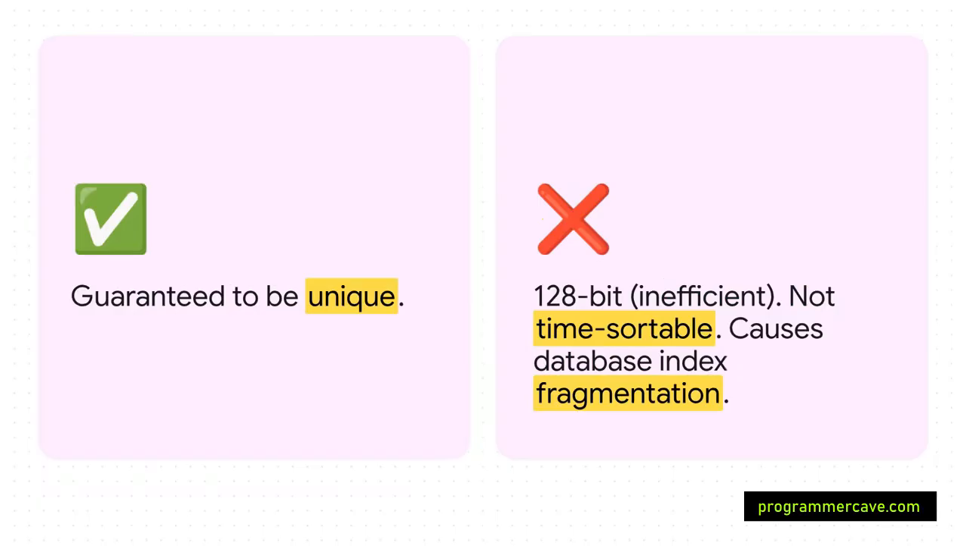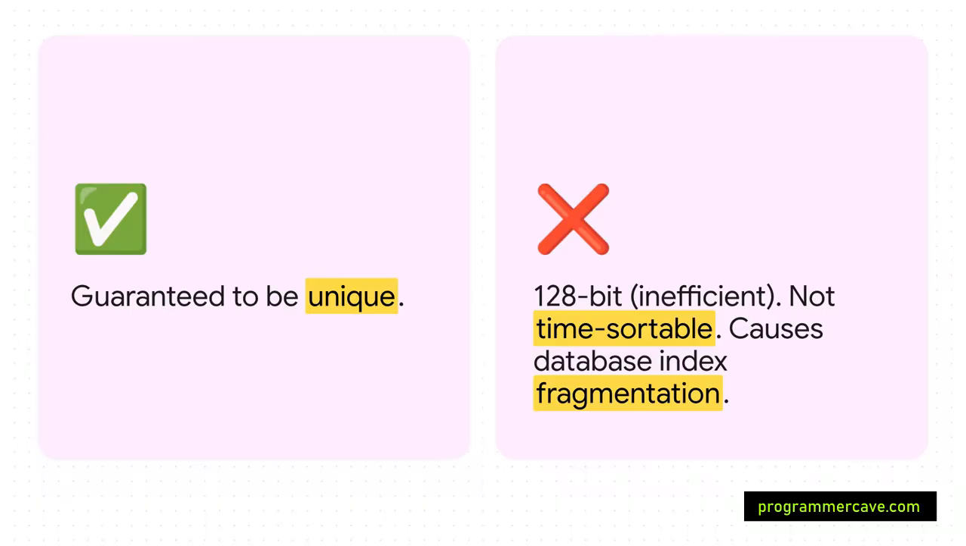Okay, fine. What about UUIDs? They are, by definition, universally unique. Problem solved, right? Well, not so fast. They've got 2 major flaws for what we need. First, they're not time sortable at all. They're basically random. And second, that randomness is actually terrible for your database.